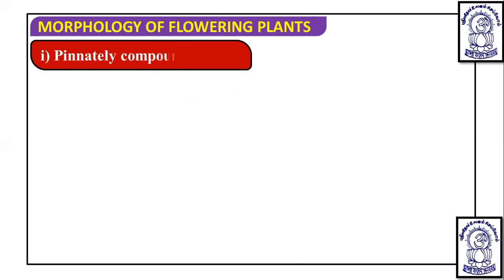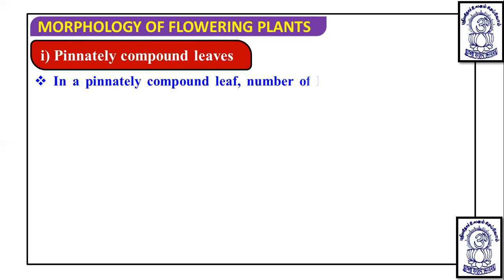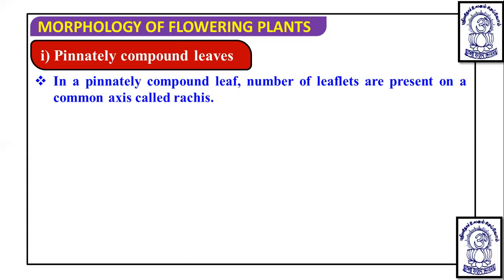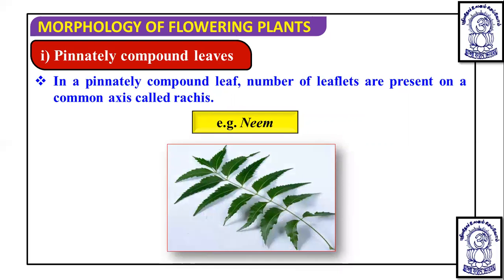If we talk about a pinnately compound leaf, then in a pinnately compound leaf a number of leaflets are present on a common axis called the rachis or the midrib, and that is seen in the case of neem. See, from childhood, we might be considering that this is a leaf, but actually it is not like that. This whole is the leaf of the neem tree, and the incision or cutting is developed here and it reached the midrib. This is the midrib, and these are the leaflets.